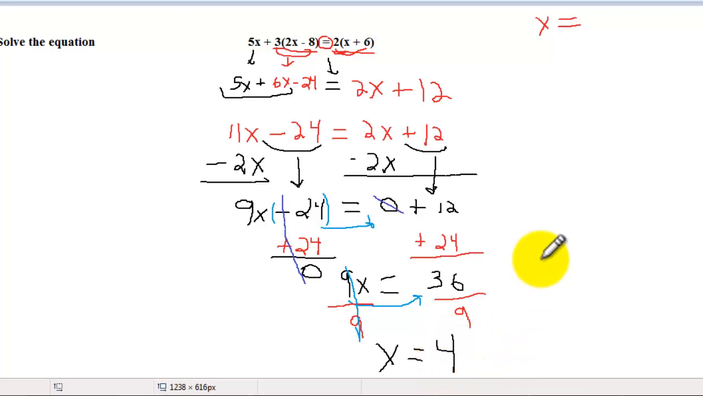Okay, and you'll see a lot more of this done as we go along.